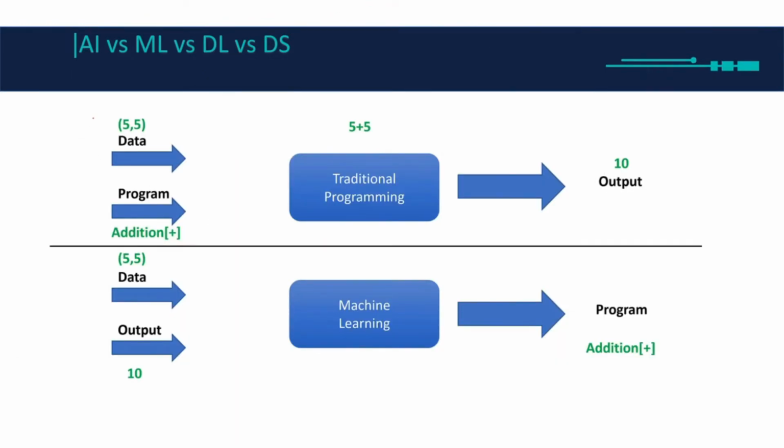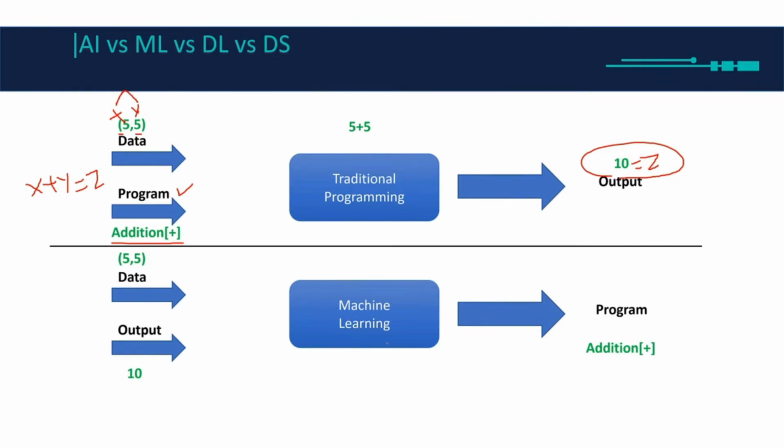Let's make a smaller example. Here in the data I have two numbers, let's say x and y. X is 5 and y is 5. The program that I'm going to make in traditional programming is an addition program, which means I'm going to end up adding these two numbers. In traditional programming, since the instruction is x plus y equals z, the output is going to be z: 10. 5 plus 5, 10.